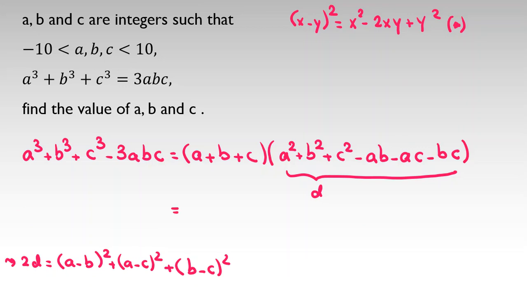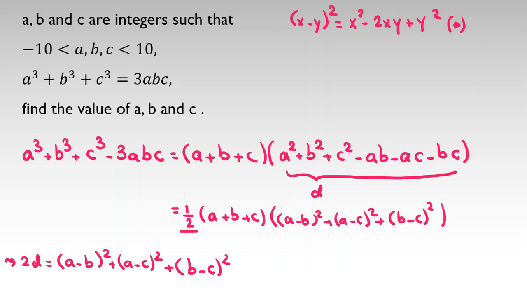So D is half of that. I write half of that, a plus b plus c times a minus b squared plus a minus c squared plus b minus c squared. Why have I placed half of that? Because 2D is this, but here we have D. For reaching D, you should divide this by 2.